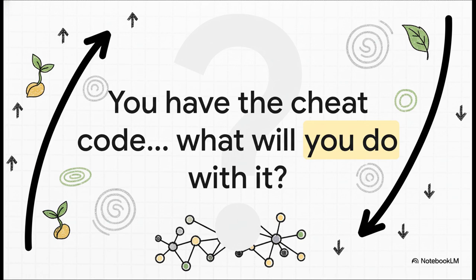So there you go. The cheat code is all yours now. You know the secret to how things grow and how they fade away. You can pretty much predict the future, make sense of the past, and spot all these hidden patterns in the world around you. So I guess the only question left is, what are you going to do with it?